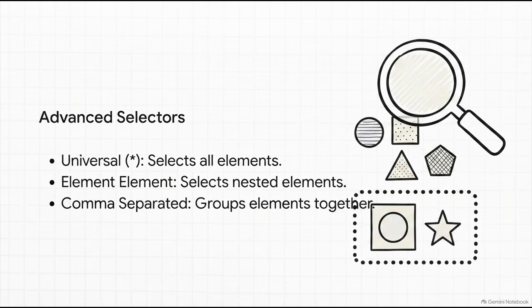The asterisk acts as a universal broad brush, targeting absolutely everything in the document. You can also nest selectors to style things specifically based on their context, like targeting only the bold tags that sit strictly inside a paragraph. Or you can just group completely different elements together with a comma. That way they share the exact same style rules, and you don't end up writing redundant code.